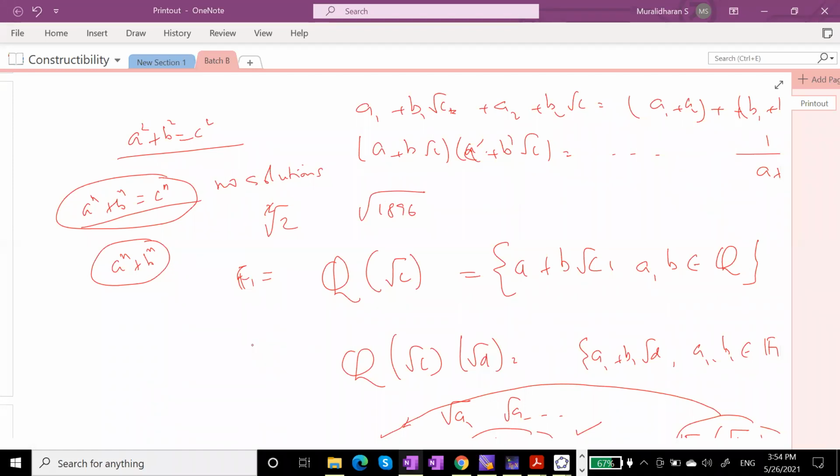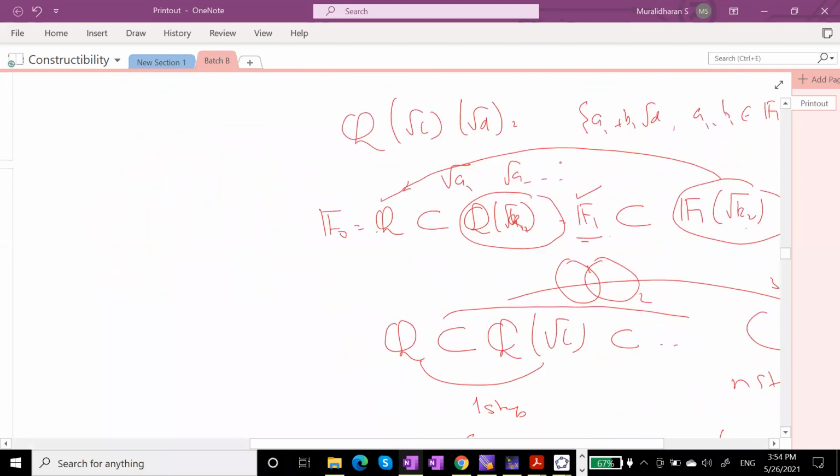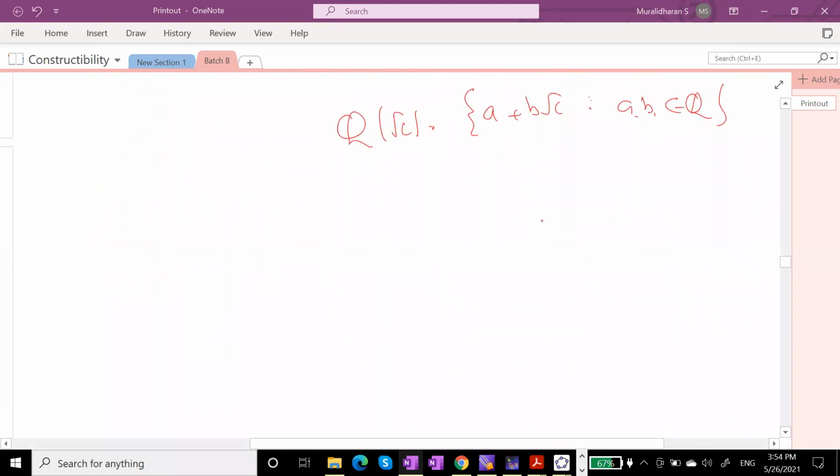So does Q of root of c mean the same thing as f1? Yes, Q of root of f1 is the same thing. I'm just naming them. That's all. See, Q, if I add root 2 to this, add in the correct sense of the word, what I consider is all the numbers of the form a plus b root 2, where a and b are rationals. This is the construction.